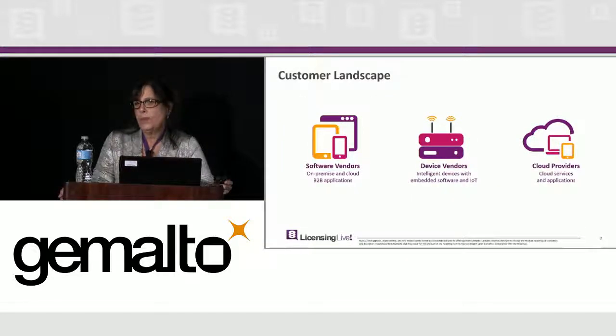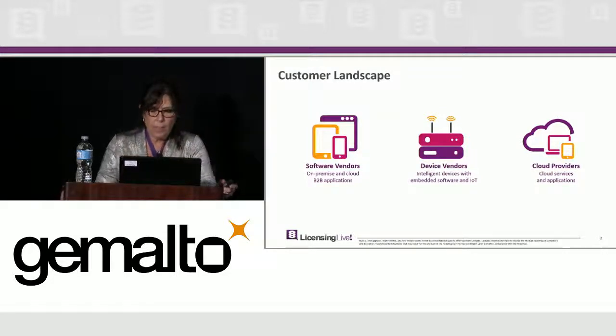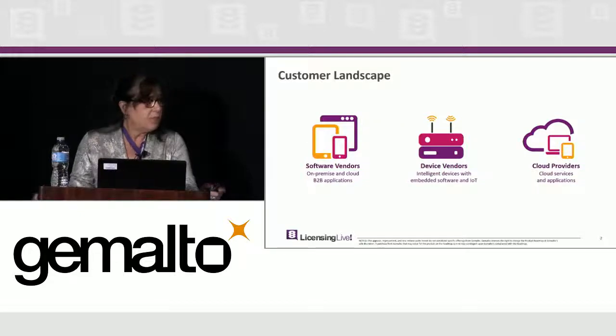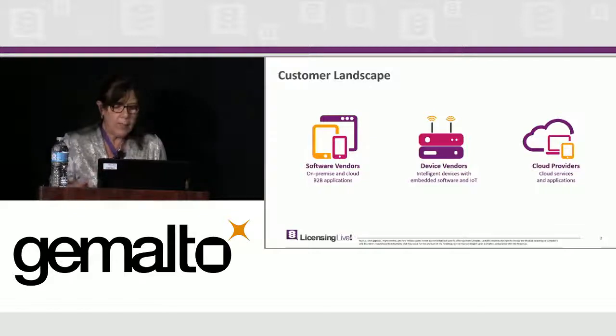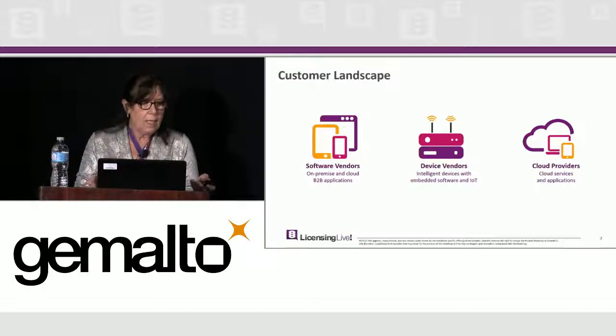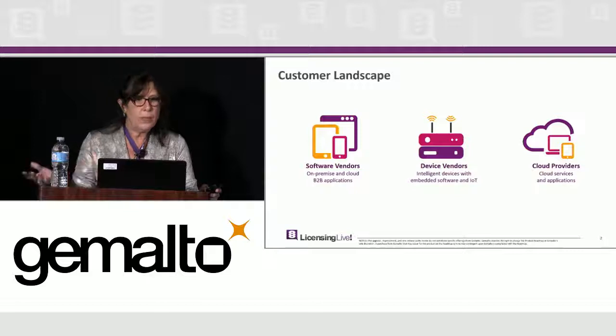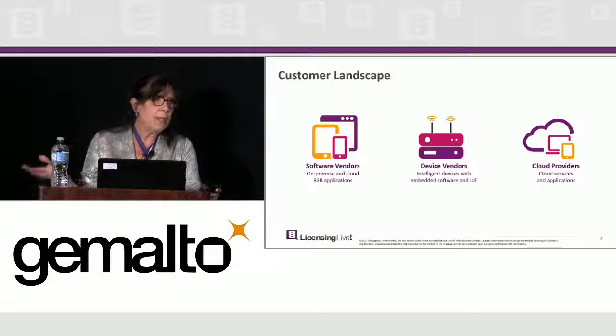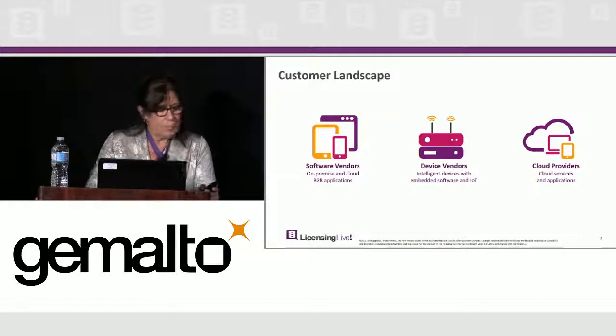So to understand our strategy, I would like for us to look at our customer landscape. And this is important in order to understand our strategy. This landscape includes three types of major customers. We have software vendors that sell B2B software only. It can be on-premise or cloud applications. Typically, these are enterprise-grade types of software, financial, it could be educational, CAD software, and so forth.